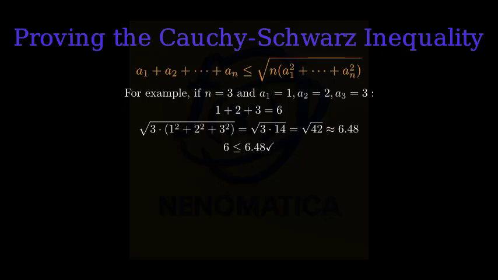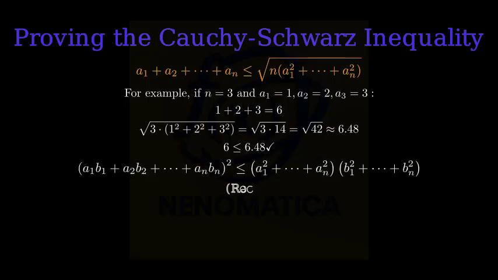To prove this inequality, we'll use the general form of the Cauchy-Schwarz inequality, which says the square of the dot product of two vectors is less than or equal to the product of the sums of their squares. In our case, we'll choose vectors intelligently to derive our target inequality. The first step in our proof is to make a clever substitution. Let's set b1 equals b2 equals through bn equals 1.